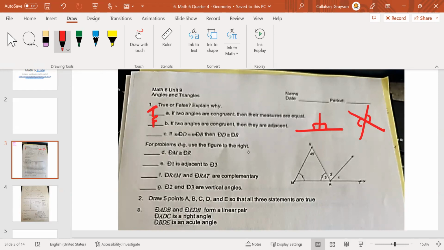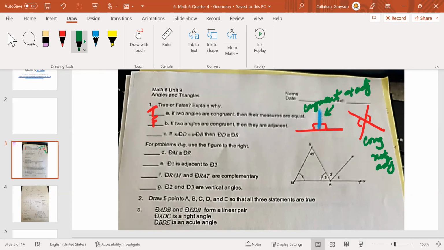Adjacent means they share a side together. Do you see how that one shares a side? So this one is congruent and adjacent. Do you see that? These two are congruent, but they're not adjacent, because they don't share a side. They have to share a side.